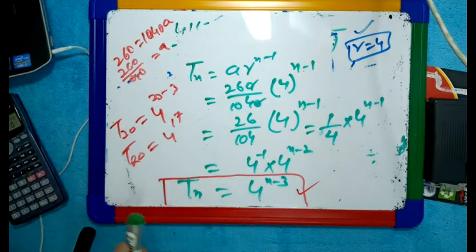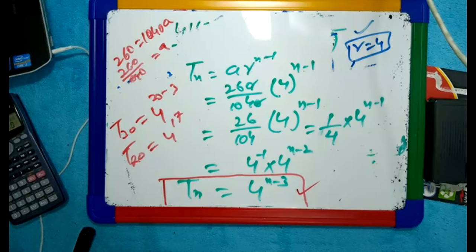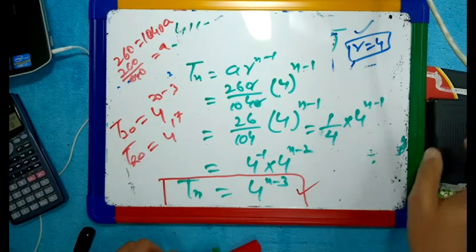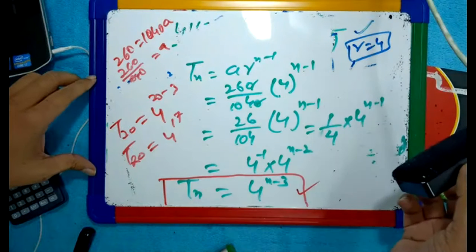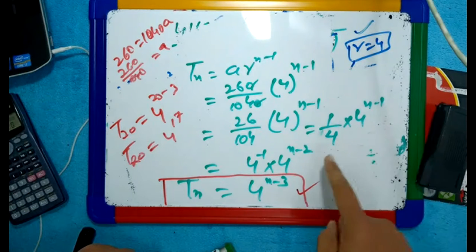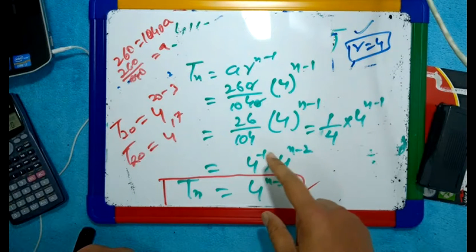Now the third part: find the sum of the first 10 terms. A was 1 over 4, right? A was 1 over 4.